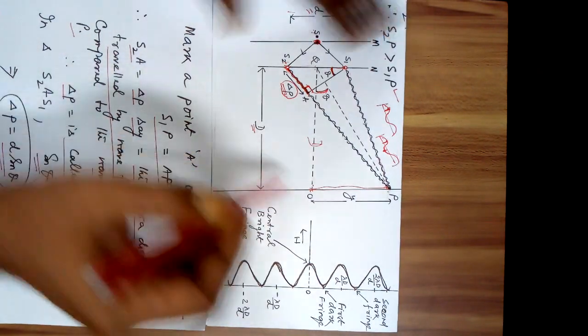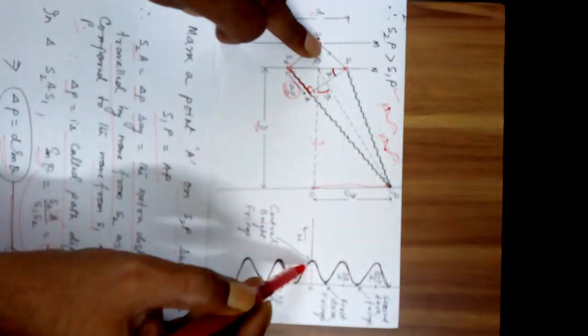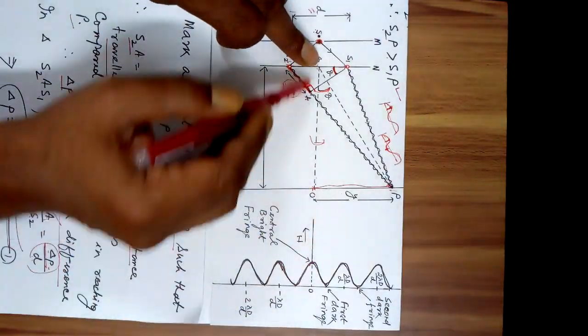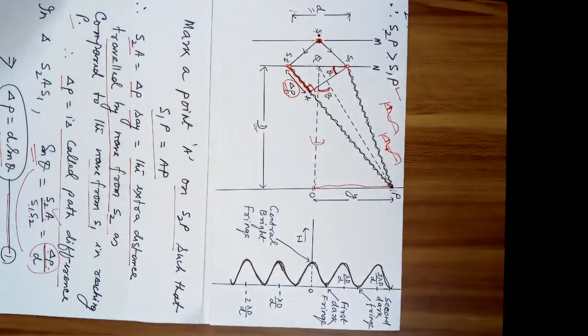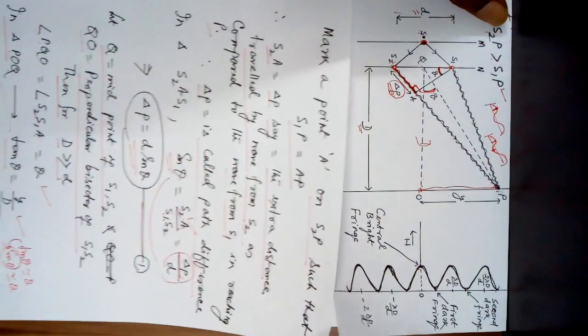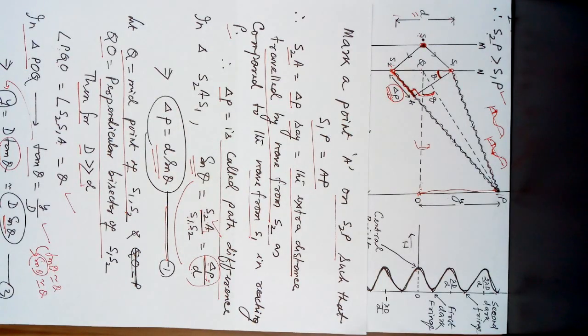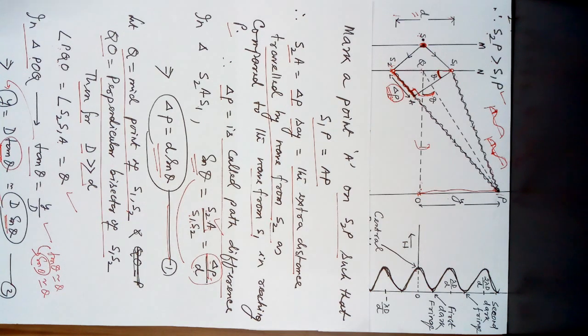Why are the thetas small? Because if the screen is very far off, then this angle will be small. So by cross multiplying, I get sin theta is equal to y over D.